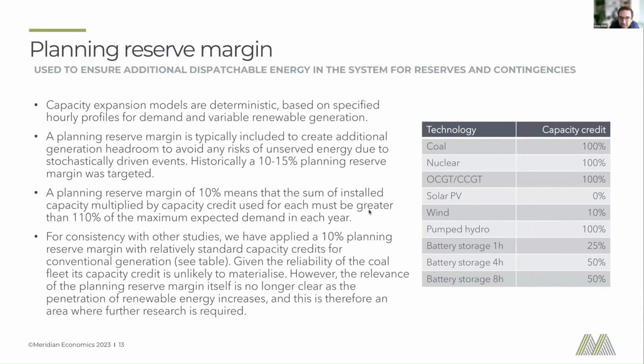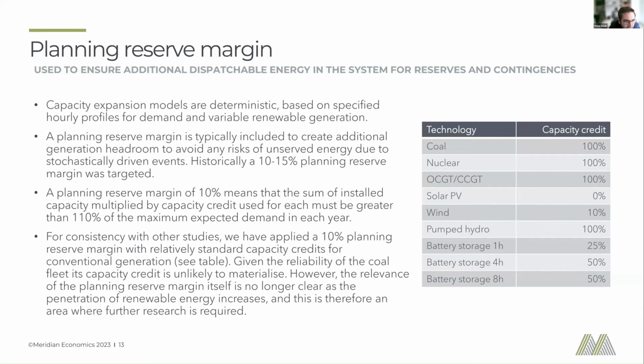Just on planning reserve margin, we found that this actually makes a significant difference to the model outputs. In fact, it's one of the parameters that the model is most sensitive to. And historically, the capacity credit approach has always been dispatchable generators getting almost 100% capacity credit, and then you have some capacity credit for wind, but PV, nothing, and different lengths of battery storage have different capacity credits.